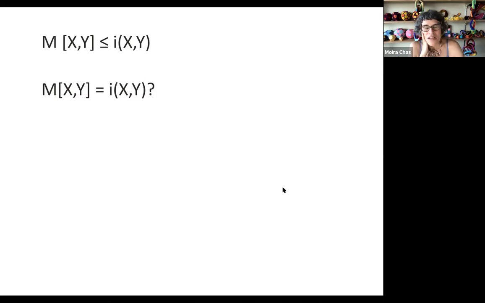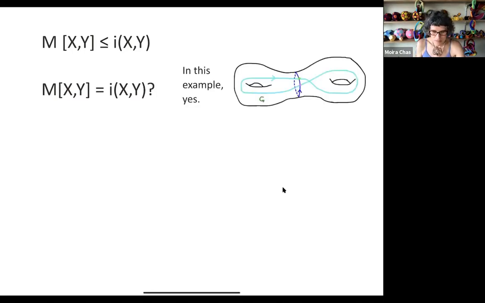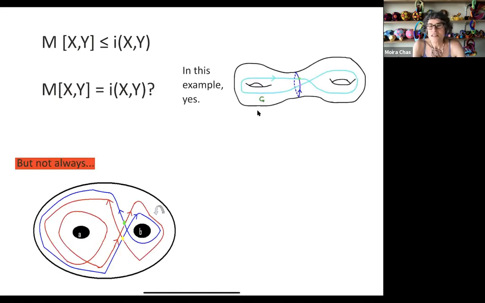For some time I thought it was equal, and at some point I wrote a program to compute this bracket for surfaces with boundary, and I discovered that it's not. You have to compute examples, and it's not equal. So here is an example that is equal, for instance, and here is an example where it's not.